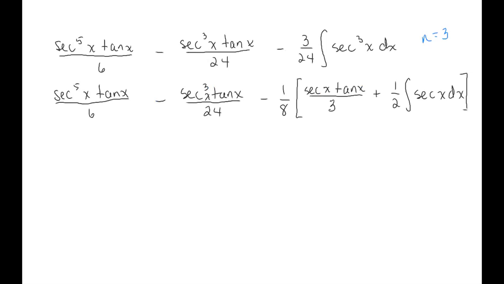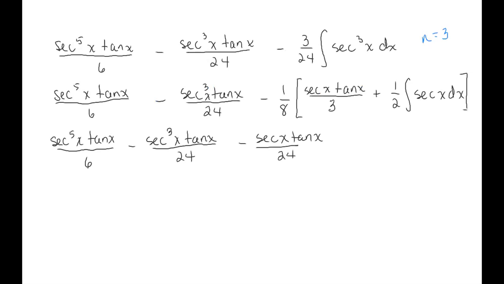And I think I have just one more step and I'll have this. Secant fifth x tangent x over 6 minus secant cubed x tangent x over 24 minus secant x tangent x over 24 minus 1/16, and now I just need the integral of secant x. And integral of secant x was natural log secant x plus tangent x plus c.